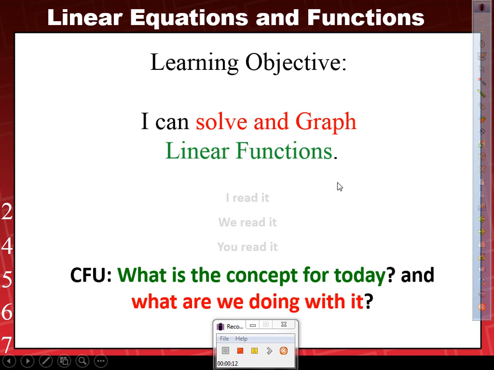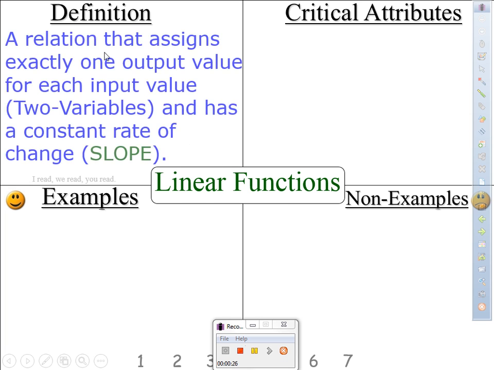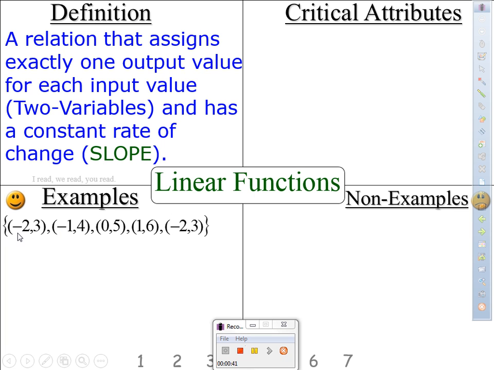What are they? So I gave you guys the Cornell note for this. If you don't have a Cornell note and you're making your own, make sure you sketch a Frayer model. Linear functions. Definition: a relation that assigns exactly one output value for each input value. It has two variables, and it has a constant rate of change called the slope. That sounds familiar, right, from last year?